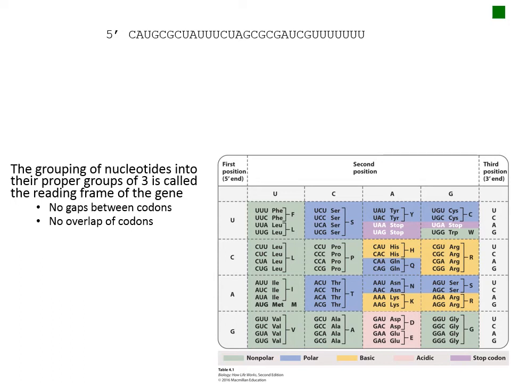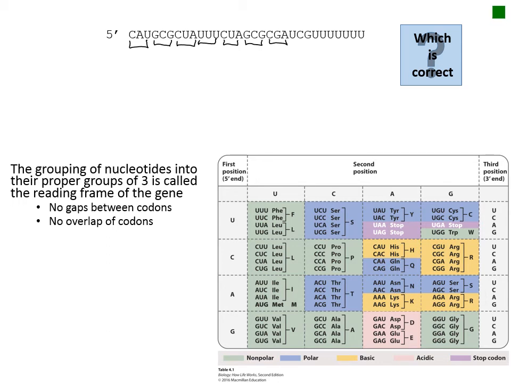The first step is determining what the correct reading frame is. A reading frame is the grouping of the nucleotides into their codons. The reading frame should be continuous, with no gaps or overlaps between codons. For example, we could group the nucleotides like this. Notice that I am bracketing 3 nucleotides at a time, and there are no gaps or overlaps between the brackets.